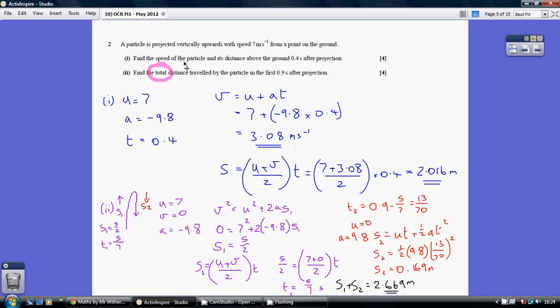Now we've also got to work out the distance above the ground, so using s equals u plus v times t over 2 and substituting in, we can work out that the distance above the ground is 2.016 meters.